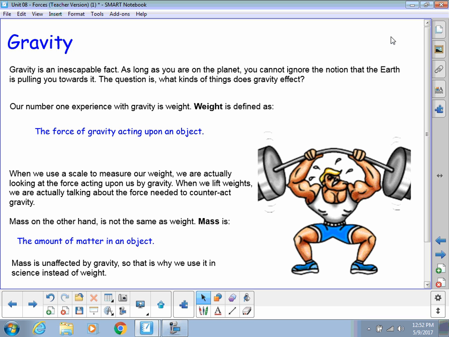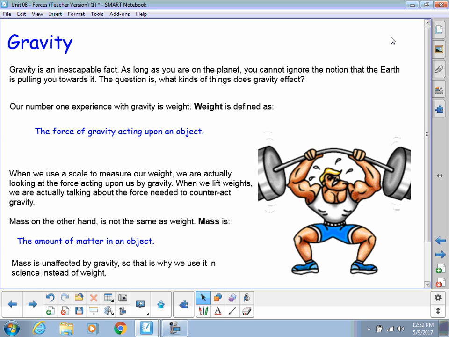Okay. One way in which we experience gravity is as weight. Weight is defined as the force of gravity acting upon an object. When you use a bathroom scale to measure your weight, you are actually looking at the force of gravity that is pulling you down. So when you stand on that bathroom scale, you get pulled down and you squish the scale, and then there's the normal force that pushes back up, and those two forces are balanced, and that's how your bathroom scale determines what your weight is.